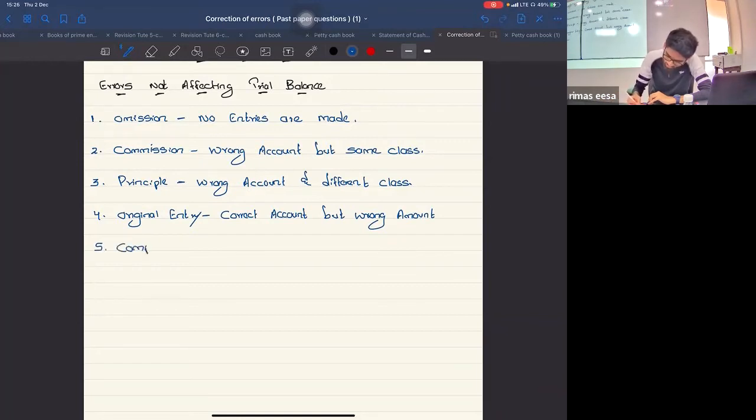Original entry. The fifth one is going to be complete reversal. Can you write the fifth one? Complete reversal.